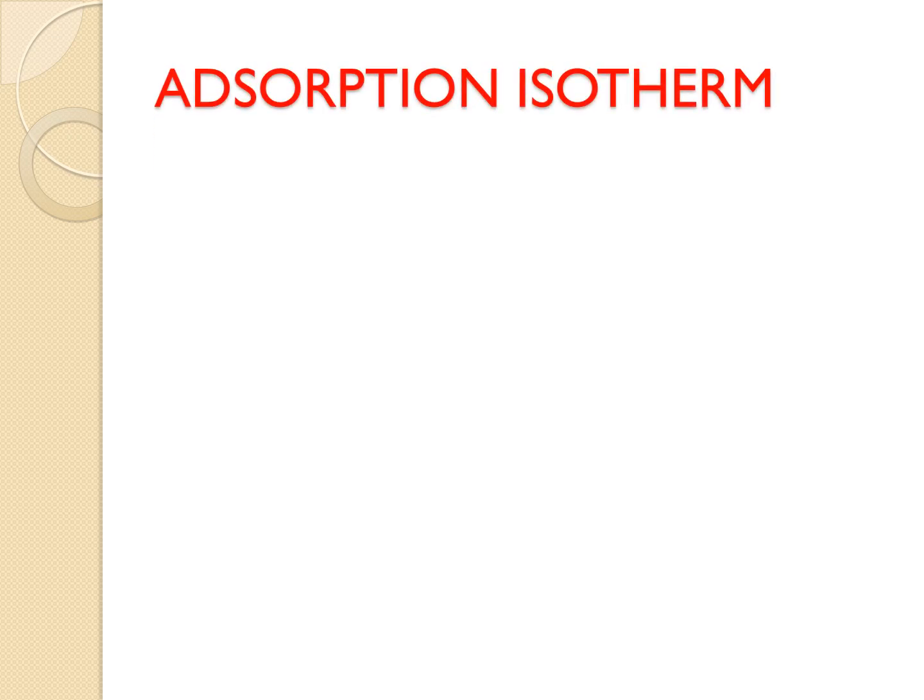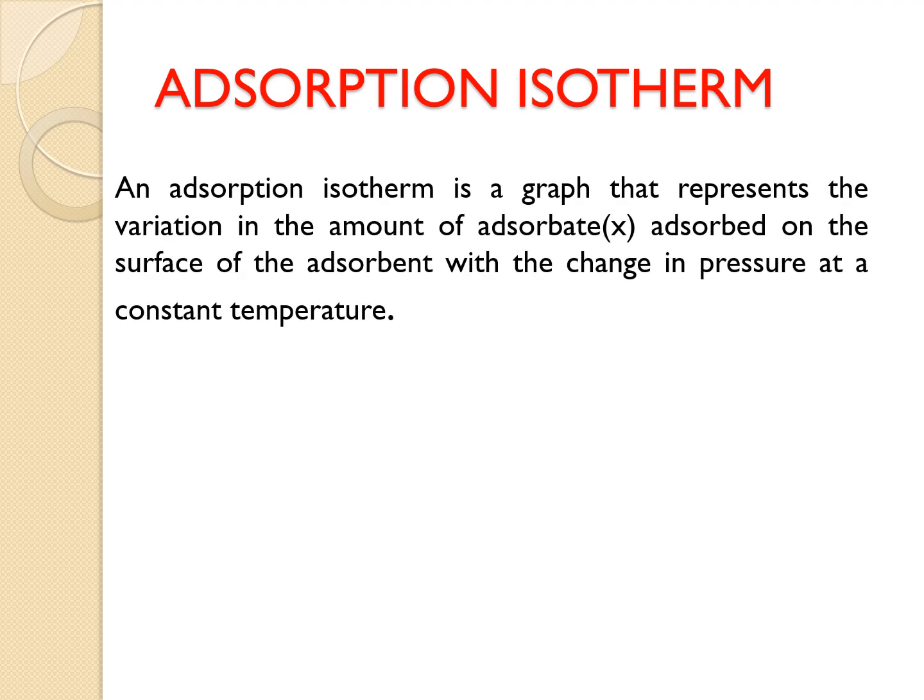Adsorption isotherm. First we need to understand the word isotherm. Iso means same, therm is related to temperature. So, adsorption that occurs at constant temperature. An adsorption isotherm is a graph that represents the variation in the amount of adsorbate adsorbed on the surface of the adsorbent with the change in pressure at a constant temperature.